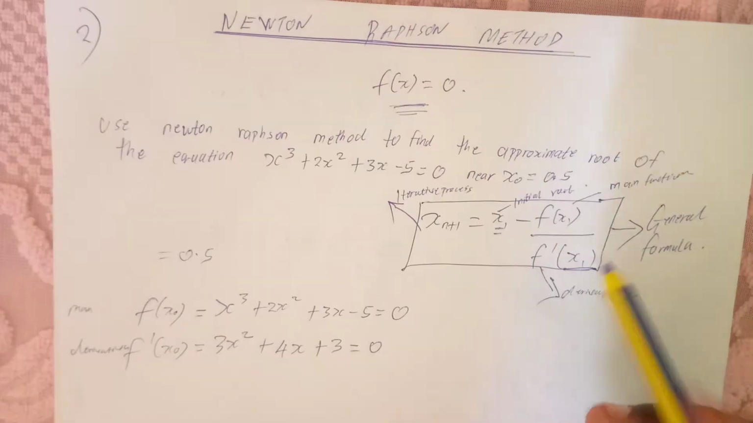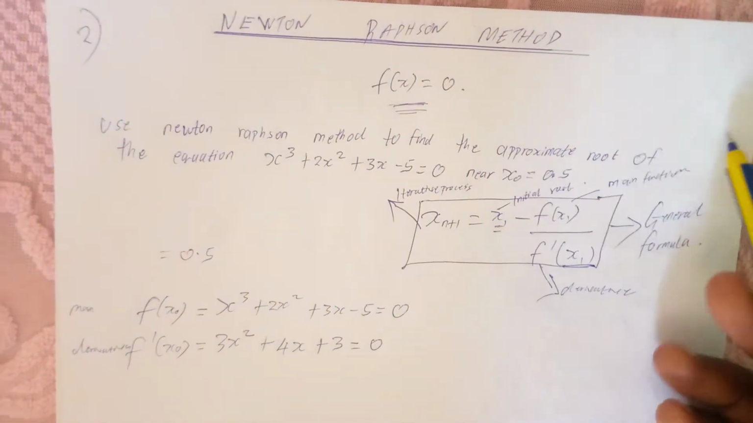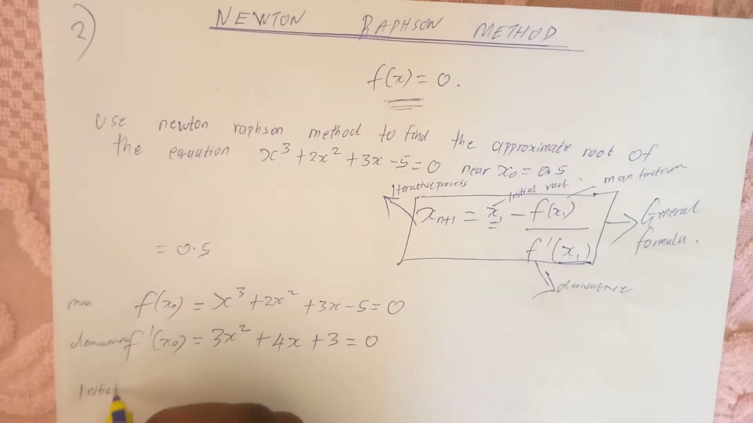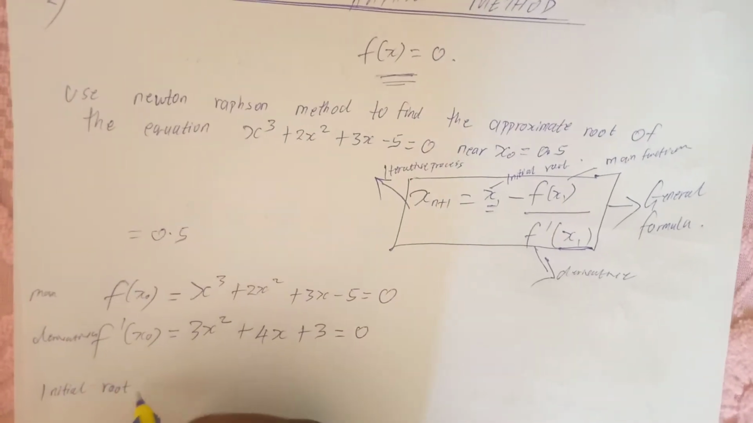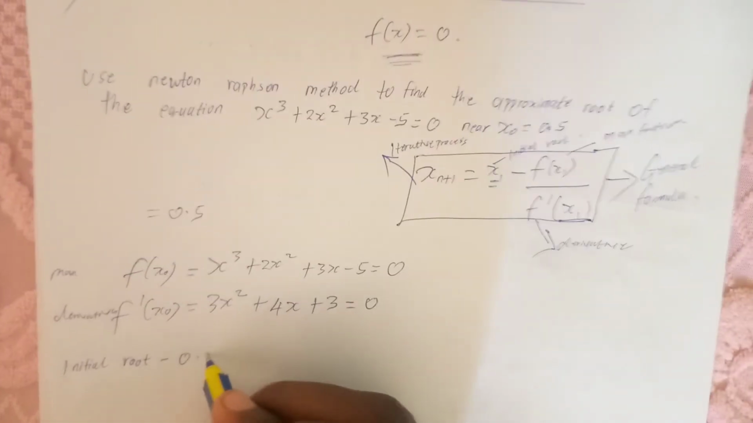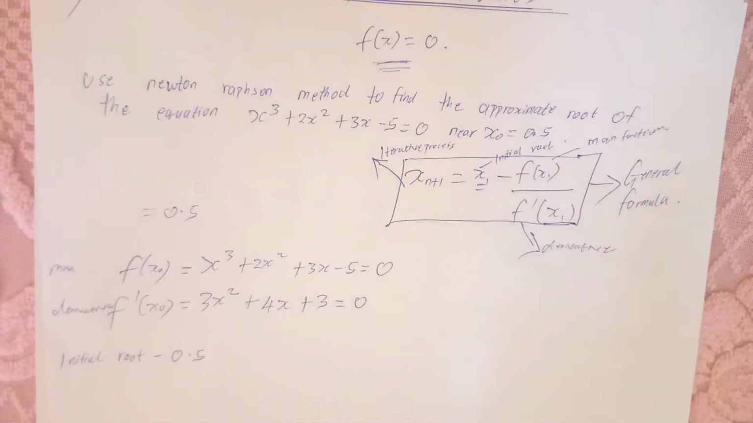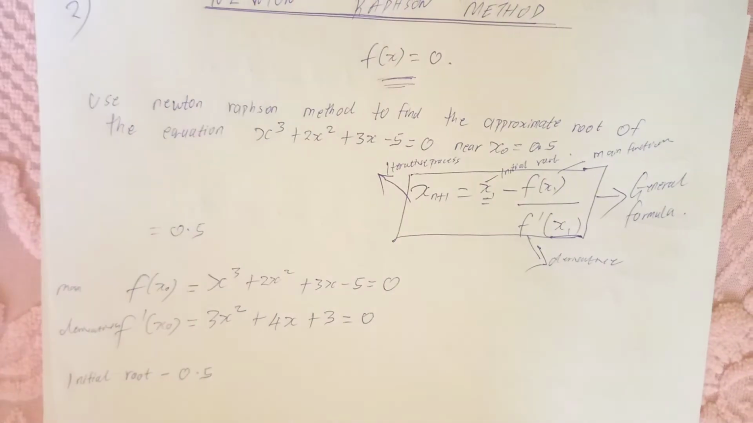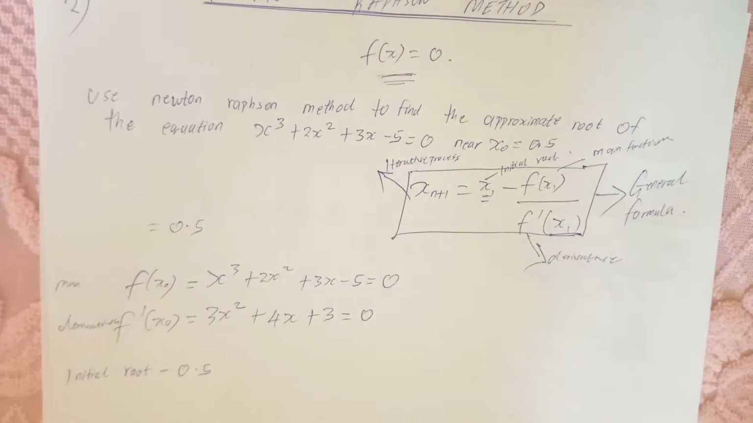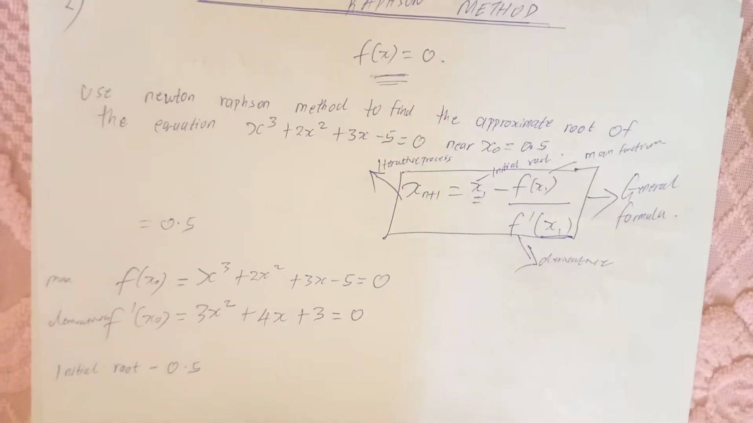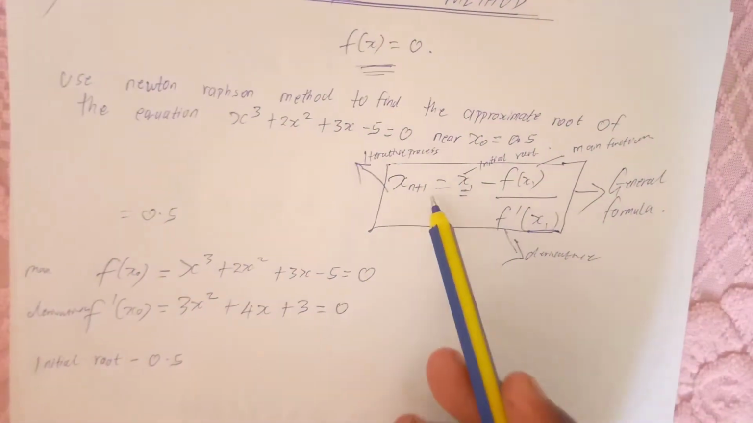In our formula, we have the derivative and the initial root. We are told it's 0.5. That's the initial root. Let's bear that in mind. And the iterative process. Now we will not go to the first, second, third iterative process. We'll just go directly to the first one. Okay, we substitute in our formula.